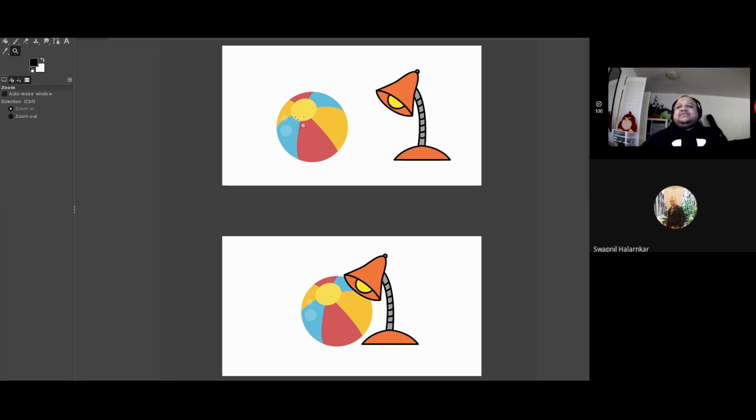So we are talking about now, when there are two objects and they are not overlapping, it is very difficult for us to understand which one is in front and which one is behind.